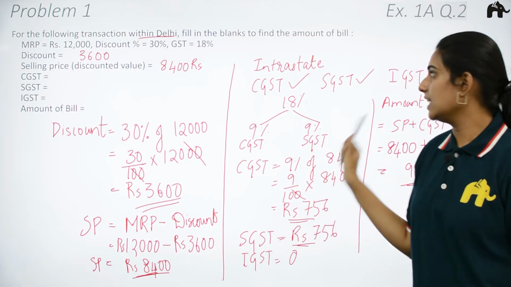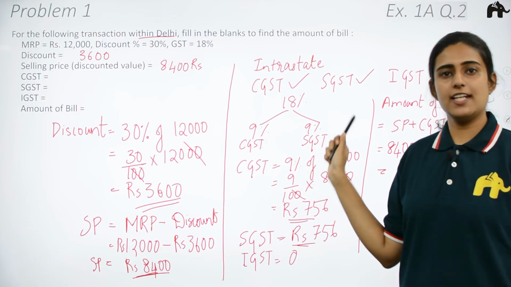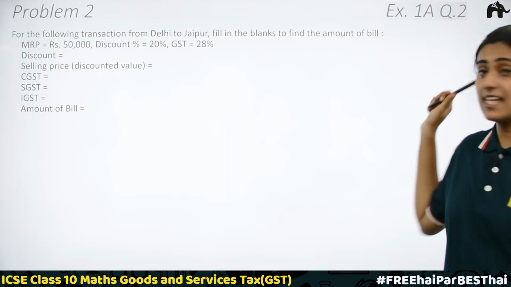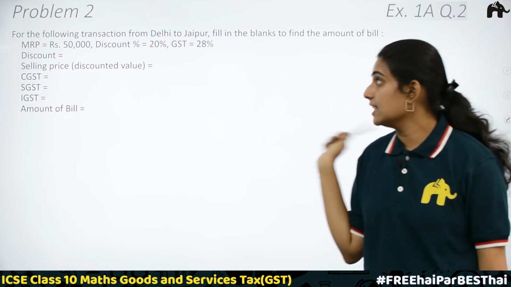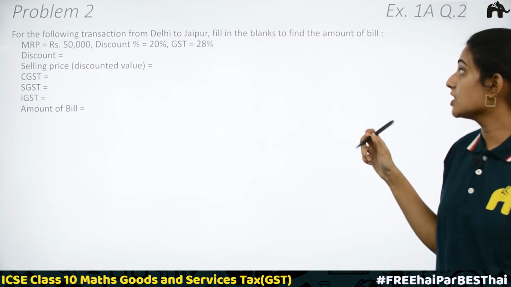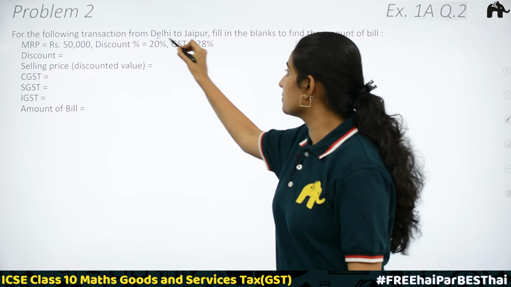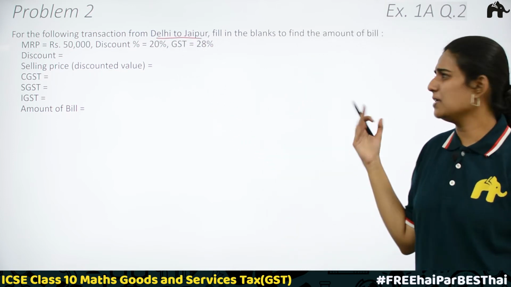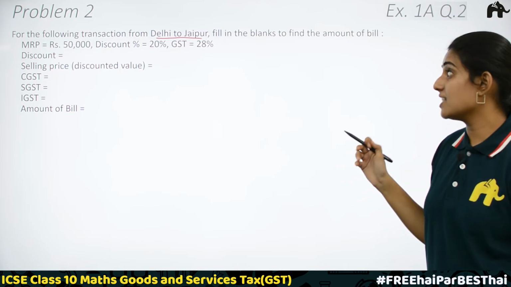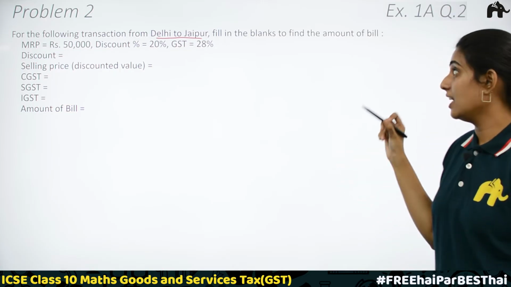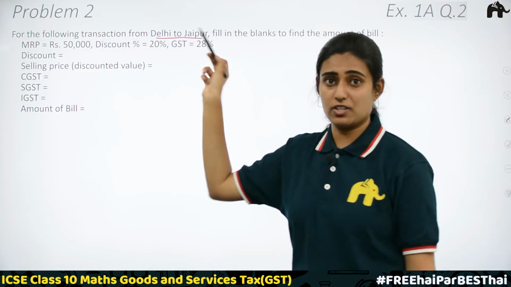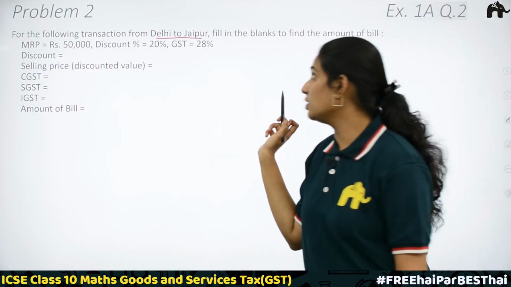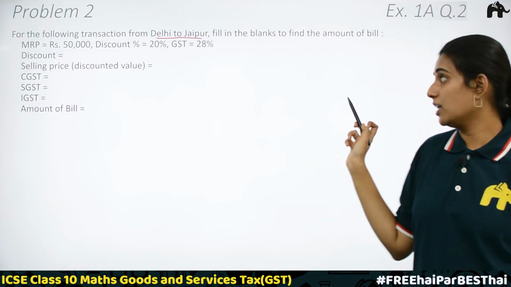First question is clear, right? Let's move on to the next question. Question number 2 of exercise 1A. Question is, for the following transaction from Delhi to Jaipur, fill in the blanks to find the amount of bill. Similar to the first question. There it was an intrastate transaction. Here it is from Delhi to Jaipur. Delhi to Jaipur means interstate transaction. You just need to remember that point, okay?